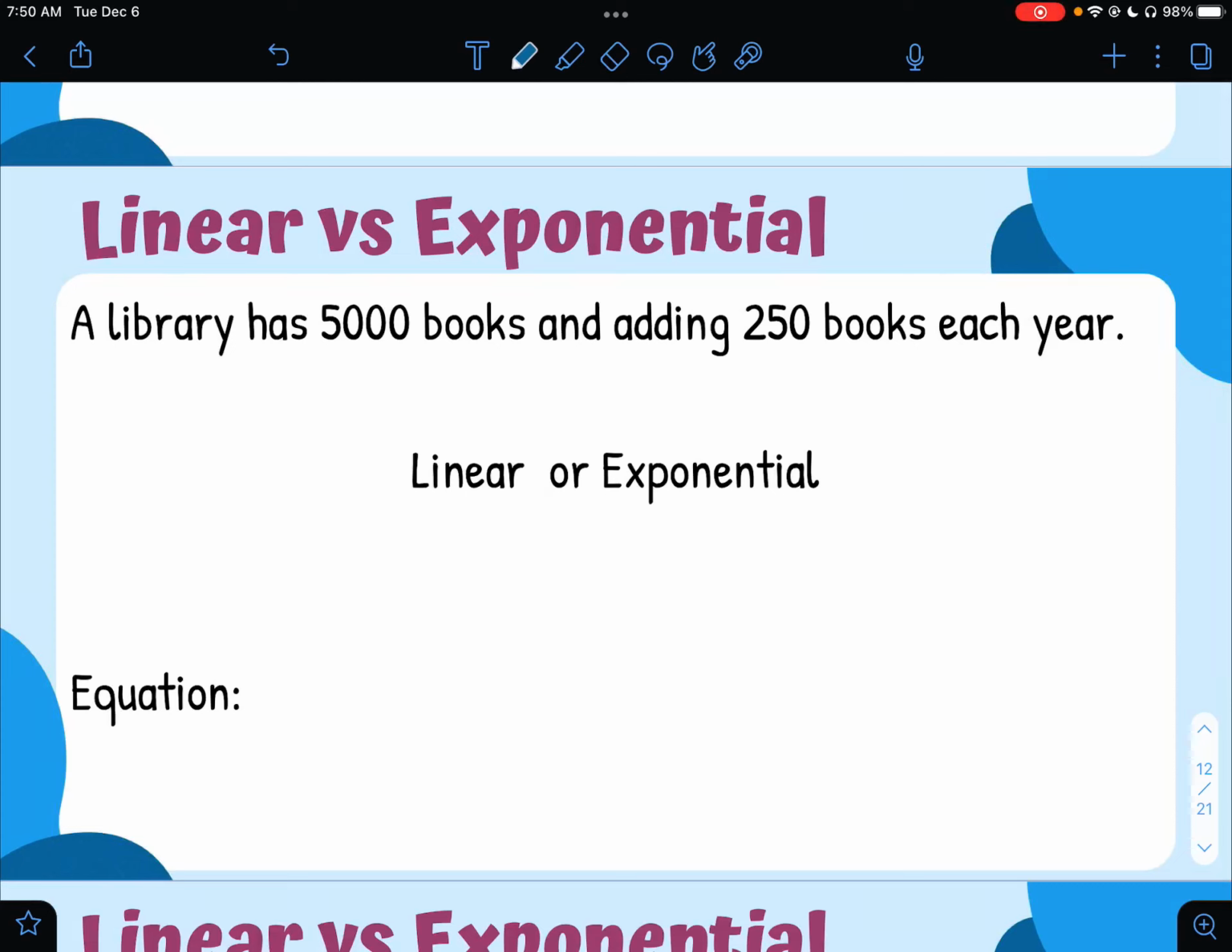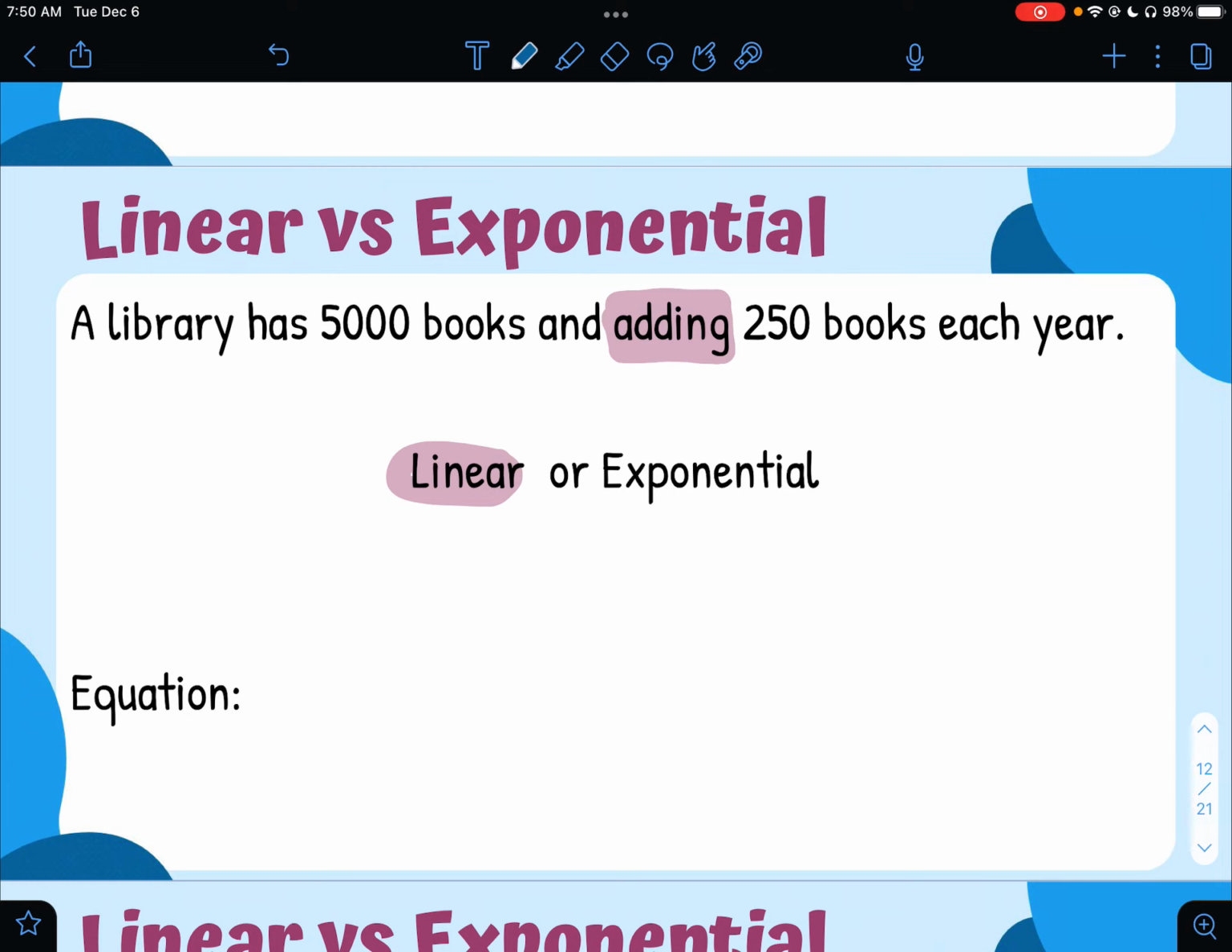So if we look at this situation, a library has 5,000 books, adding 250 books each year. We need to consider, is this linear or exponential? Now, we know that this is linear because it is adding it every year. Even if the word adding is not there, and it says something about the librarian buys 250 new books each year, the fact that the same amount is being increased every year tells us it's a linear situation.